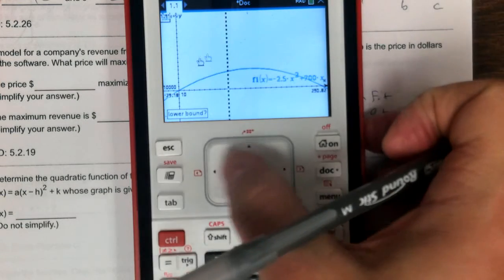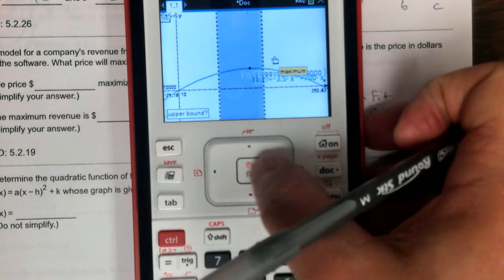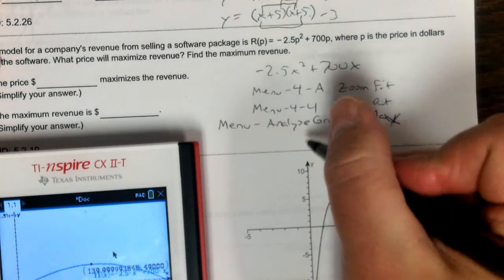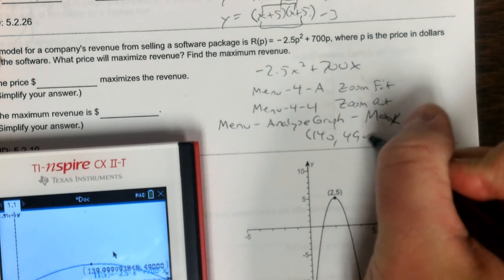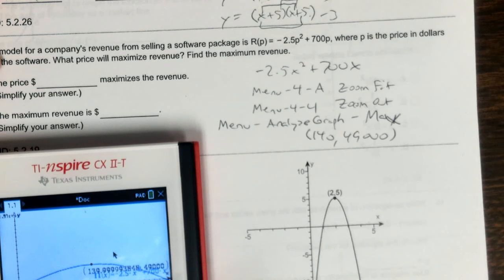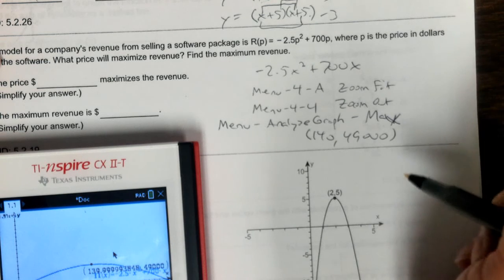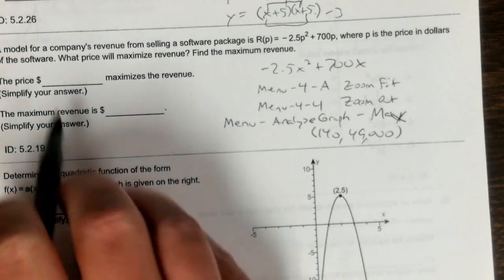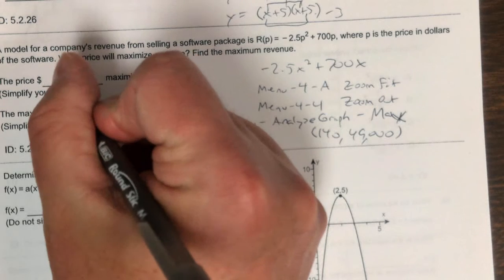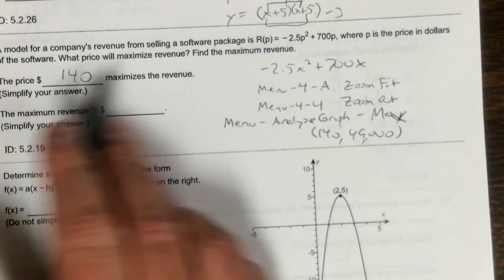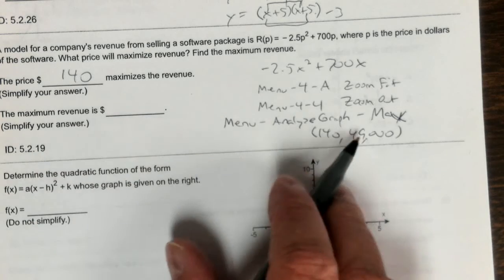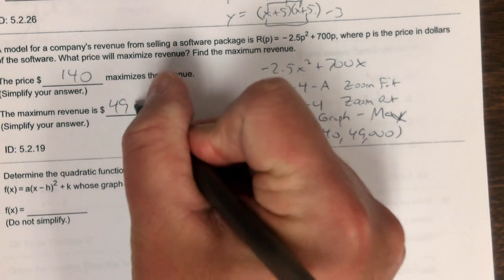And so between here and here, that's basically 140, comma 49,000. Oops, I put an extra. No, that's right, 49,000. Okay, so your price is $140, your selling price, and if you sell all of them, you would make $49,000, which is good.